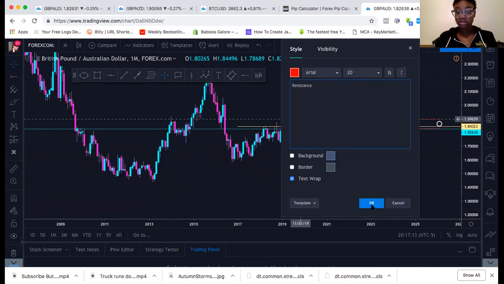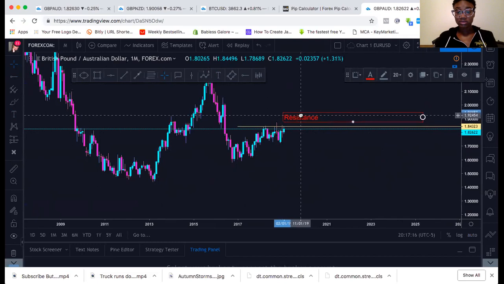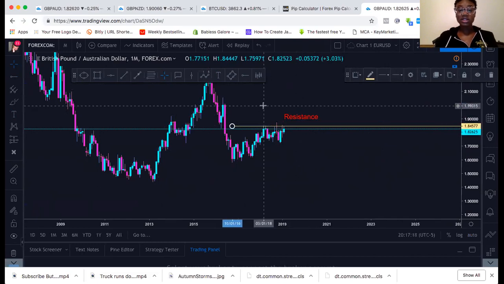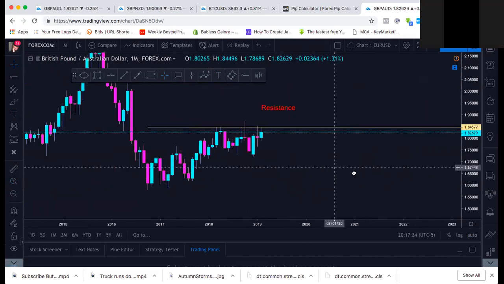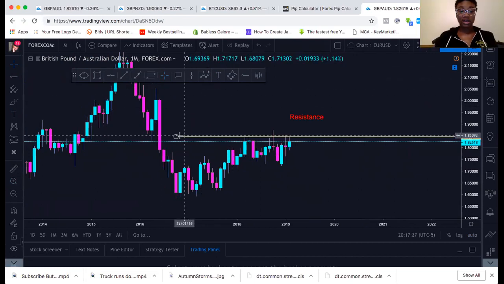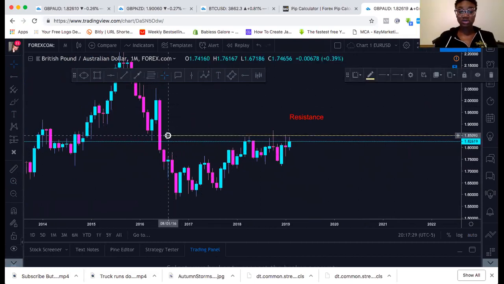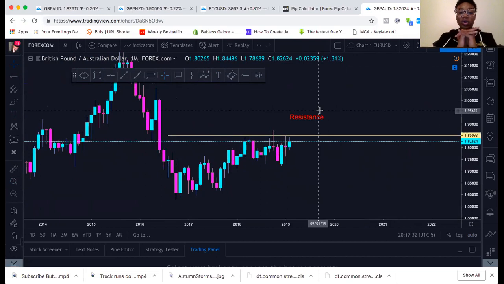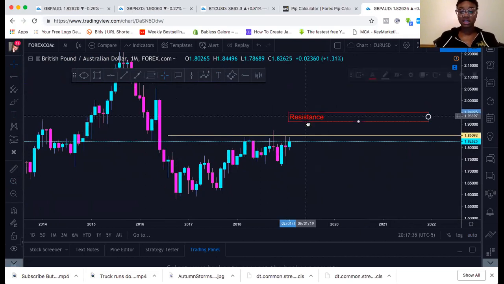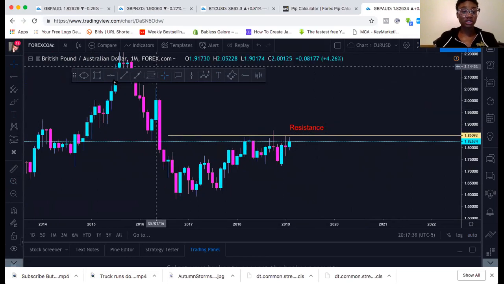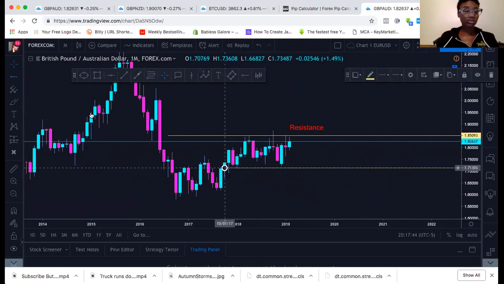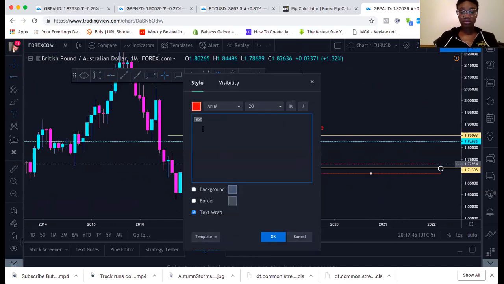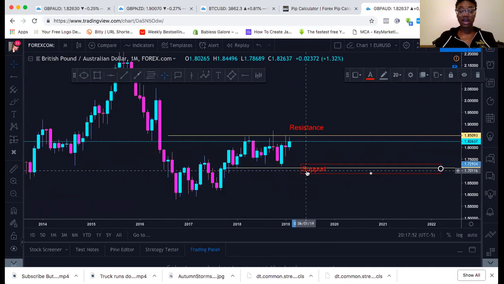Oh, my spelling sucks. Let me zoom in. Can you zoom in? Yeah. I like to look at everything as a whole, so I just zoom in because I know I'm on the training. So pretty much what your resistance means. Okay, there's resistance and your support. Hold on, let me draw support so you can see also. This is something you have to train your eyes to see.